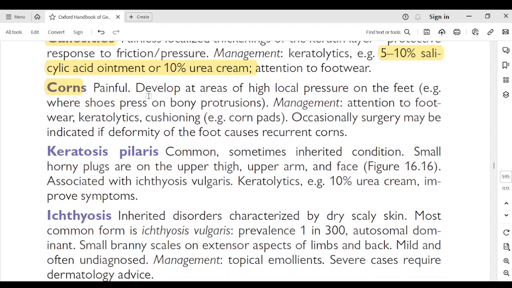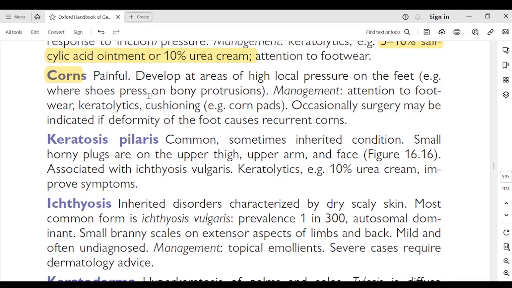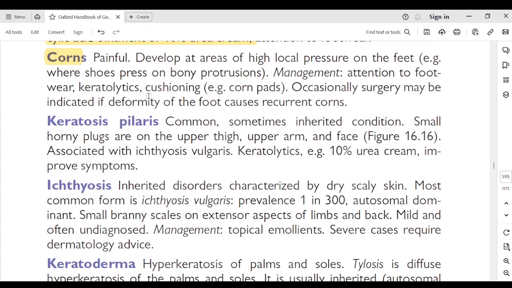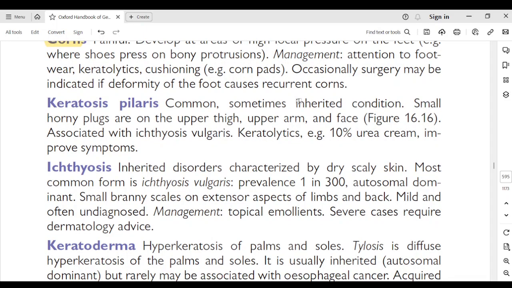Corns: painful. Develop at areas of high local pressure on the feet, for example where the shoes press on the bony protrusions. Management: attention to footwear, keratolytics, cushioning, corn pads. Occasionally surgery may be indicated if deformity of the foot causes recurrent corns.